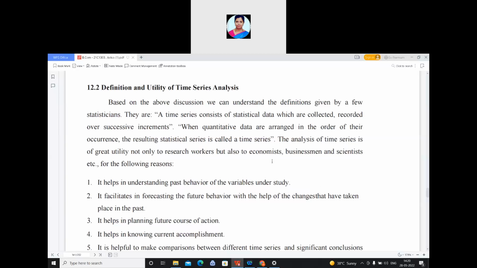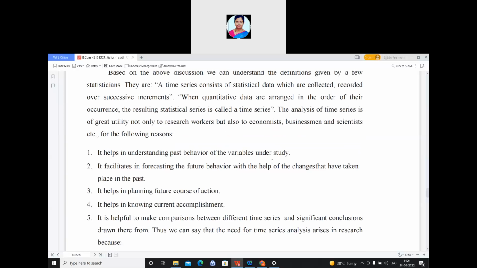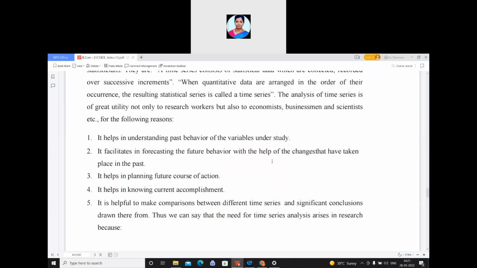The first point is it helps in understanding the past behavior of the variable under study. It facilitates forecasting the future behavior with the help of the changes that have taken place in the past. The third one is it helps in planning the future course of action. The next point is it helps in knowing the current accomplishment. Also, it helps to make comparisons between different time series, and significant conclusions can be drawn from there.